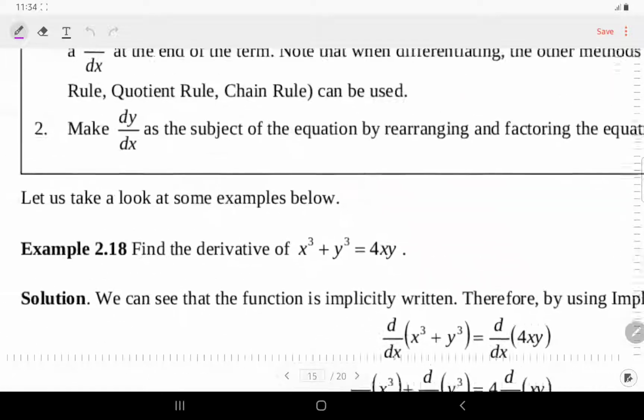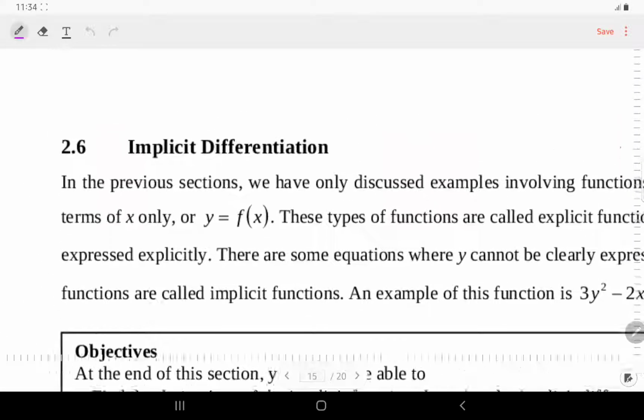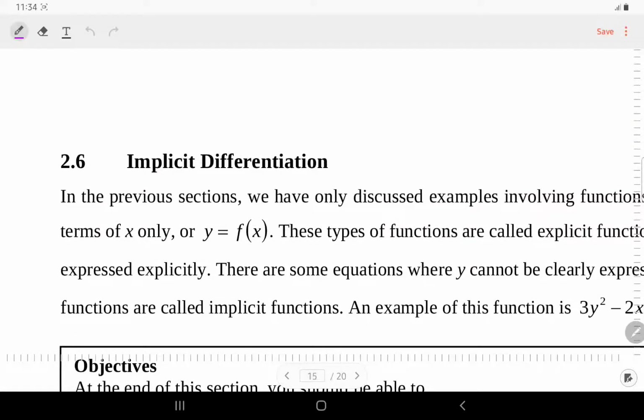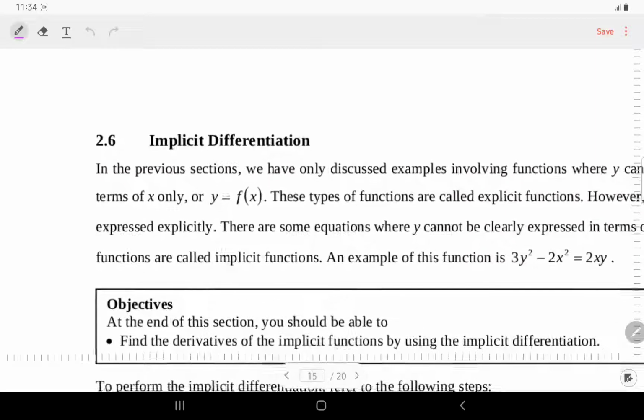So that's all for the syllabus for this week. We will continue this subtopic for week 6 next week.